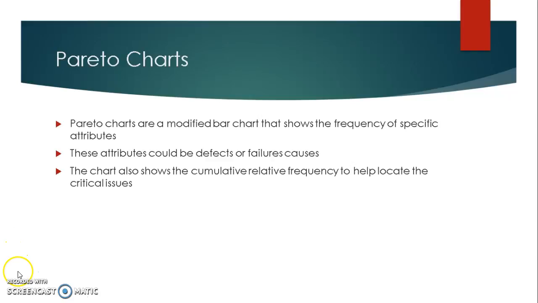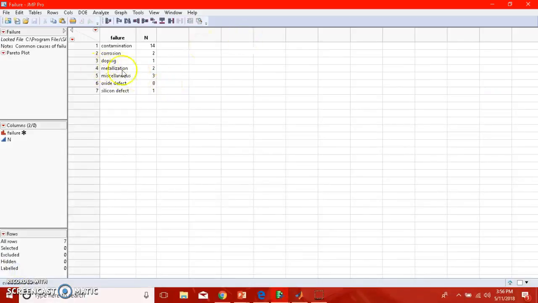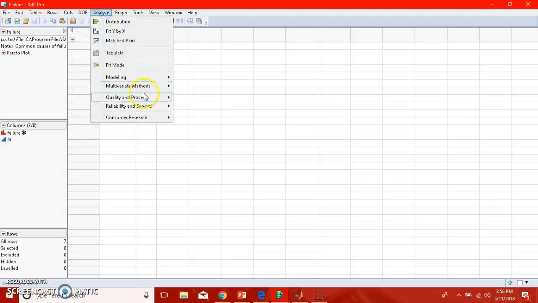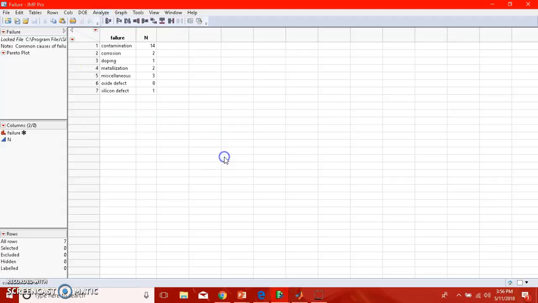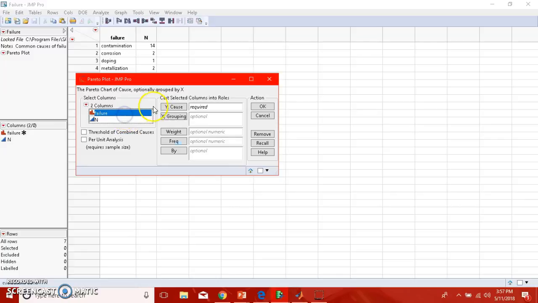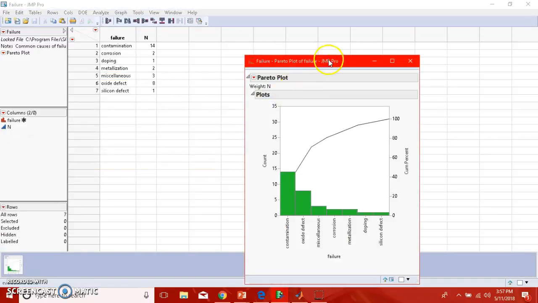So we're going to go into JMP. Here we have the failure data that we're going to be analyzing. We're going to click Analyze, Quality and Process, and go to Pareto Plot. Our failures are going to be our causes, and our N is going to be our weight. When we click OK, it shows our Pareto plot.